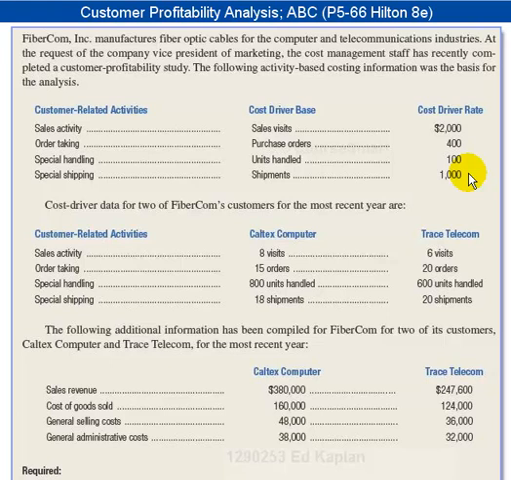Now, cost driver data for the two Fibercom customers for the most recent year are listed in this middle section, here to the left of my mouse. So what they tell us here is there were 8 Caltex visits, there were 6 for Trace Telecom, 15 orders for Caltex and 20 for Trace Telecom, and so on. Then down below, in the third section, they've got some additional information for us: the sales revenue for each customer, the cost of goods sold incurred for each, general selling, and general administrative cost.